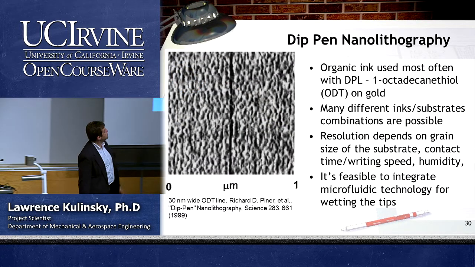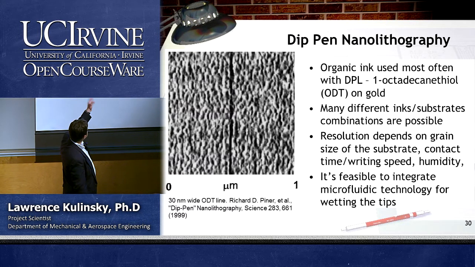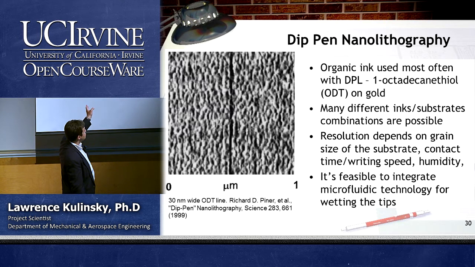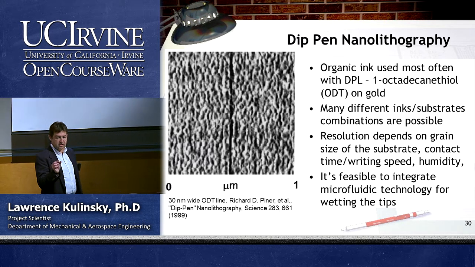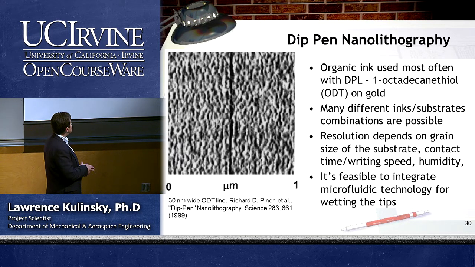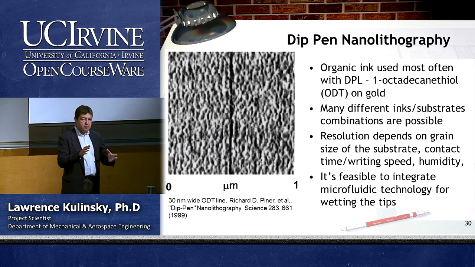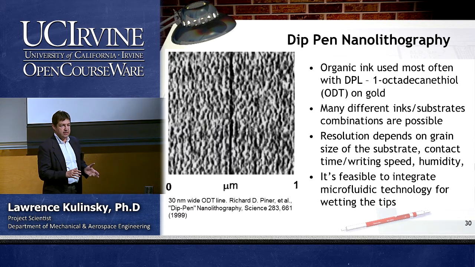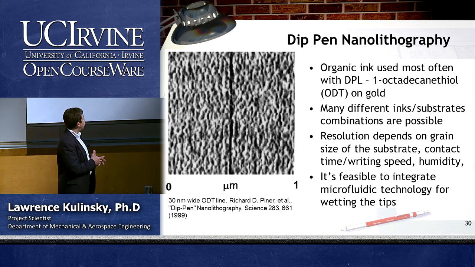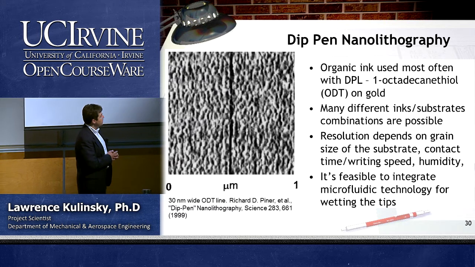So these techniques of dip pen lithography can, for example, on this picture on the left, you can see a 30 nanometer wide line of ODT. ODT is the organic ink that is primarily used for dip pen lithography. There are many ink and substrate combinations, but very often it's ODT on gold.